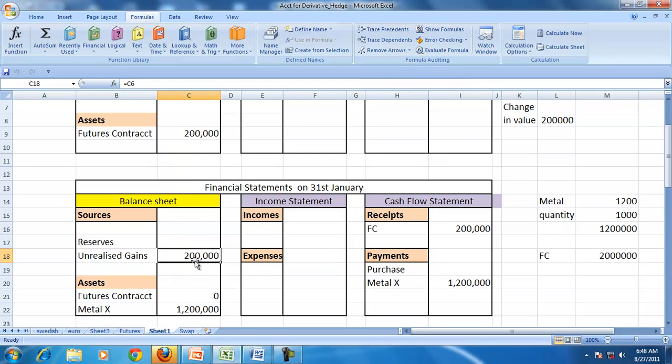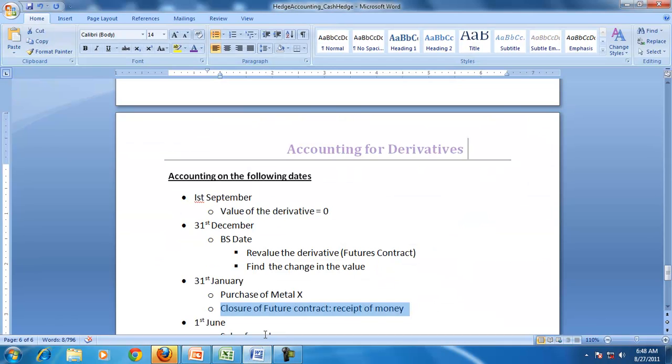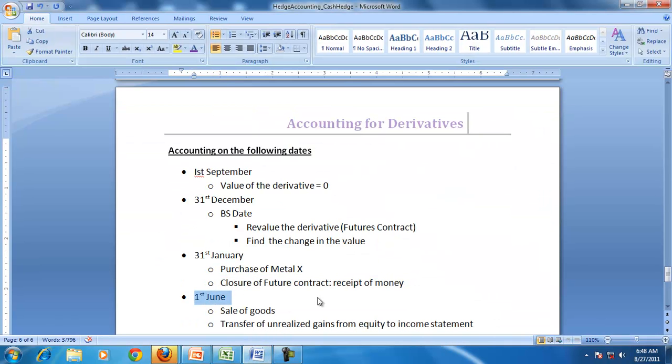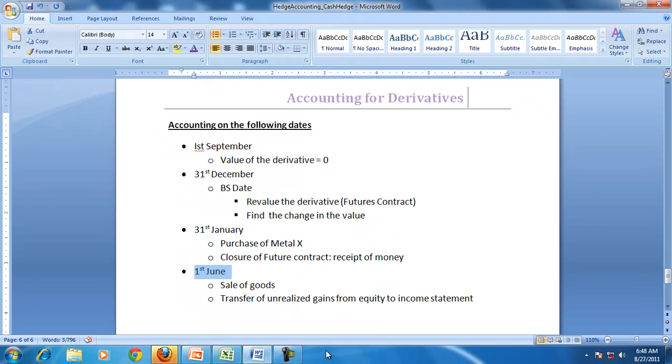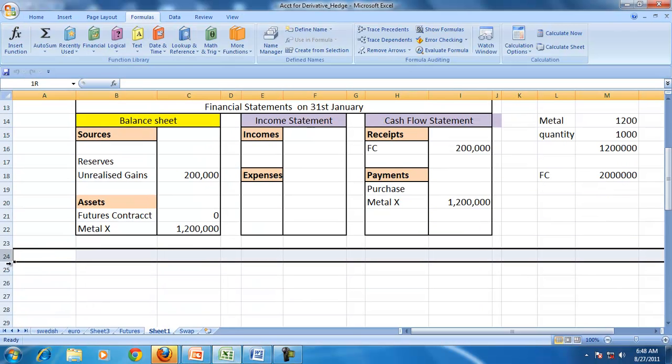But the important point to be observed is the unrealized gain still remains on the balance sheet. You are not transferring it to the income statement because it is a cash flow hedge. The unrealized gain will be transferred to the income statement only when the metal X affects the income statement, which happens in this case on the 1st June. On 1st June, the goods are sold. So the next transaction is the sale of goods, and the accounting treatment of the unrealized gain to be transferred to the income statement. So what happens to the financial statements once again?